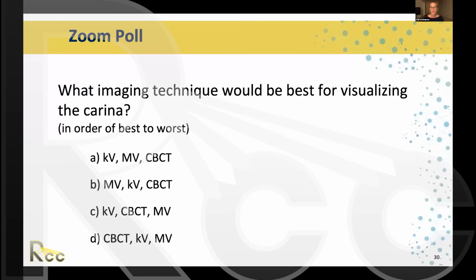Okay, so there's a fair spread of responses here. Around about half of you chose option D, which was ConeBeam CT, then KV, then MV, and about 30% thought KV, then ConeBeam CT, then MV would be the best for visualizing the carina. So let's quickly have a look at the right answer.